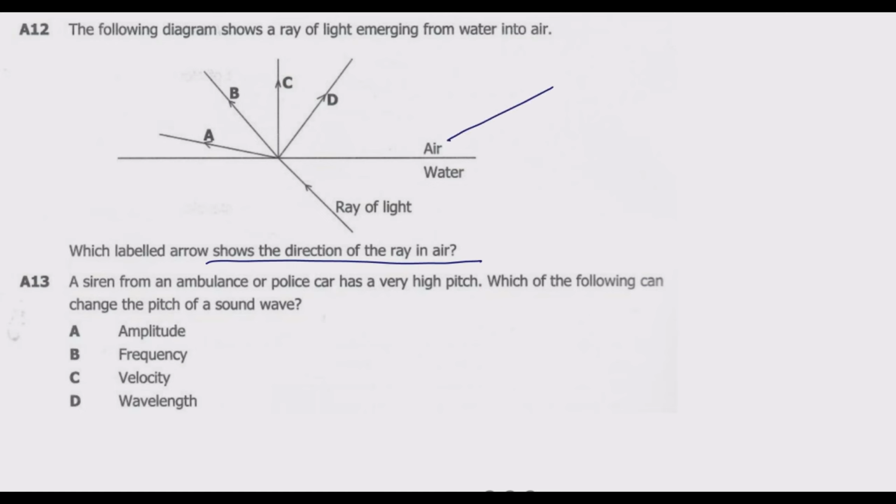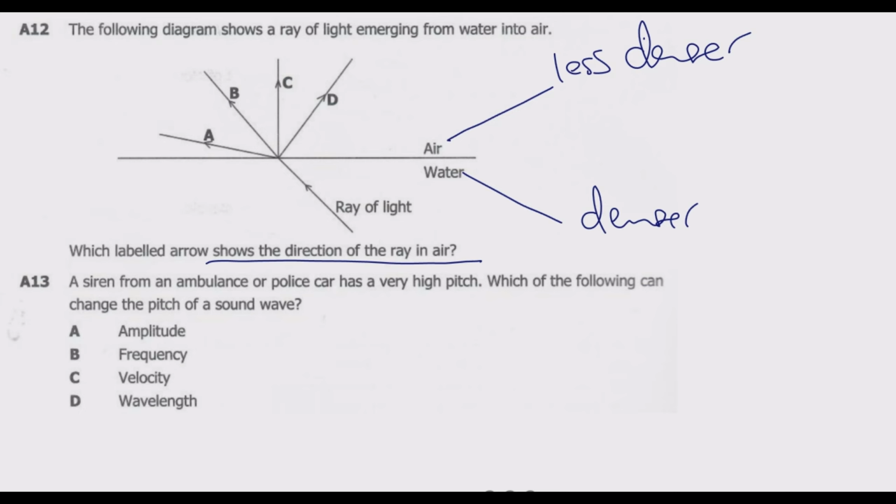So we have air, which is less dense, and water is a more dense medium. Now if the ray of light is coming from a more dense to a less dense medium, it bends away from the normal. If it's moving from a less dense to a more dense medium, it bends towards the normal.